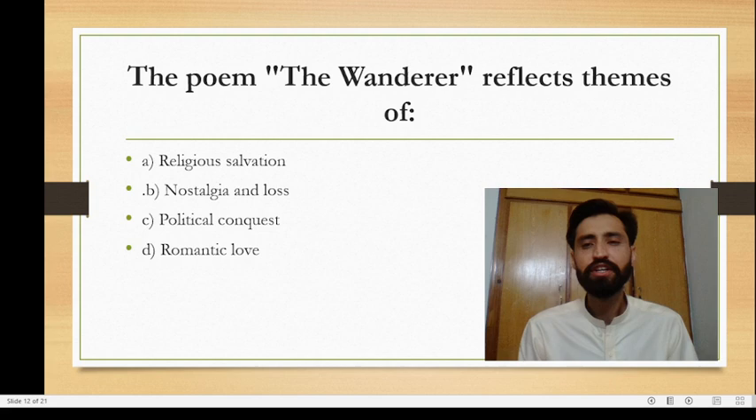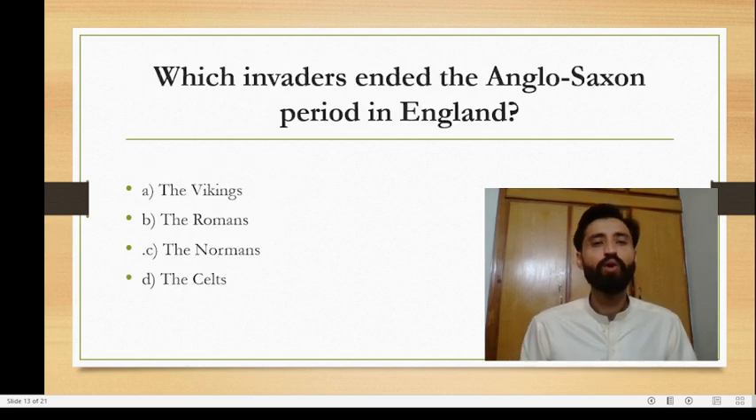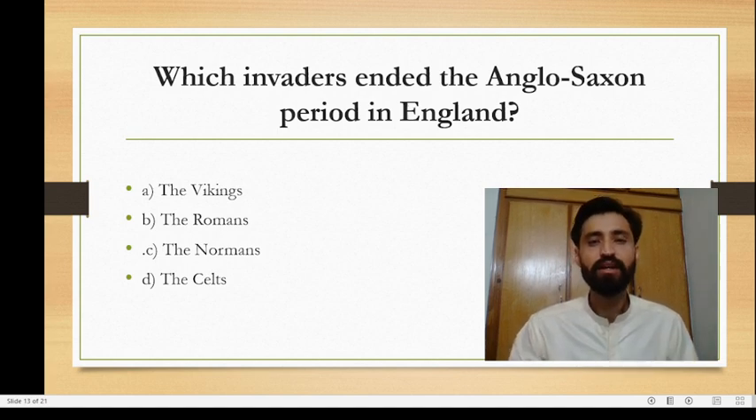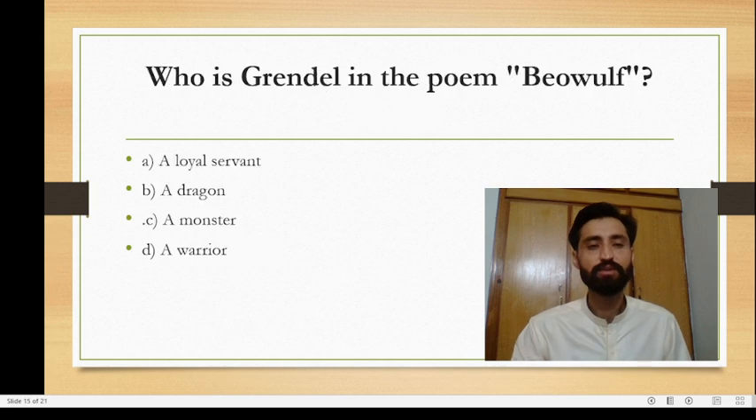The poem The Wanderer reflects themes of what? It reflects the theme of nostalgia and loss. So option B is the correct option. Which invaders ended the Anglo-Saxon period in England? And that is the Normans, like the Norman Conquest. Beowulf was composed in which poetic form? Beowulf was composed in alliterative verse. So option D is the correct option.